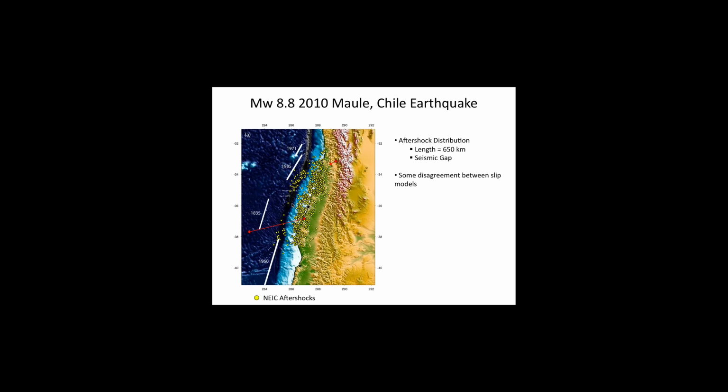I'm going to move on to results now, and I'm going to come back to the source region of the 2010 Maule, Chile earthquake. As we discussed before, you have this very large aftershock distribution and this seismic gap. It's interesting whether the rupture actually occurred within that seismic gap or not, and you have some disagreement between different slip models for this earthquake.